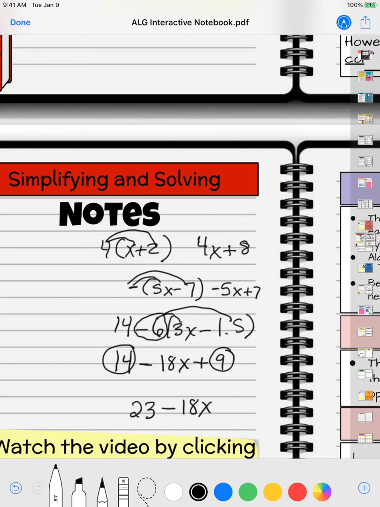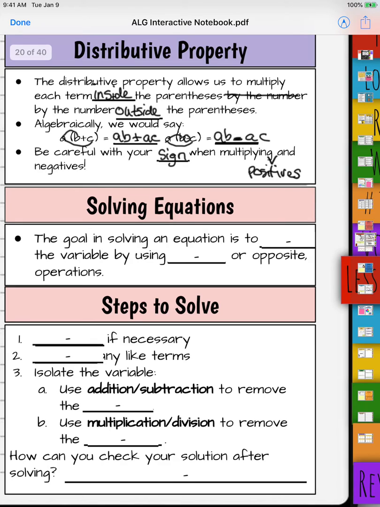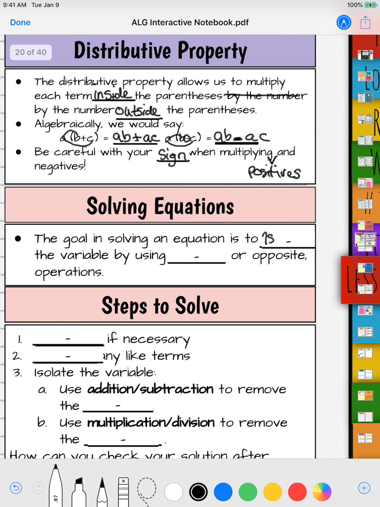Alright, so we're going to go back to our notes, and we're going to continue filling in our stuff. So right here, the goal in solving an equation is to isolate. So we're going to write isolate the variable by using inverse or opposite operations.